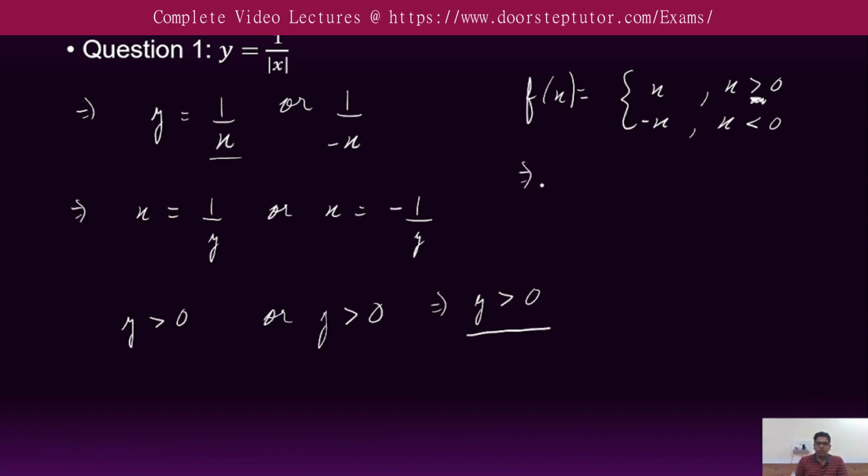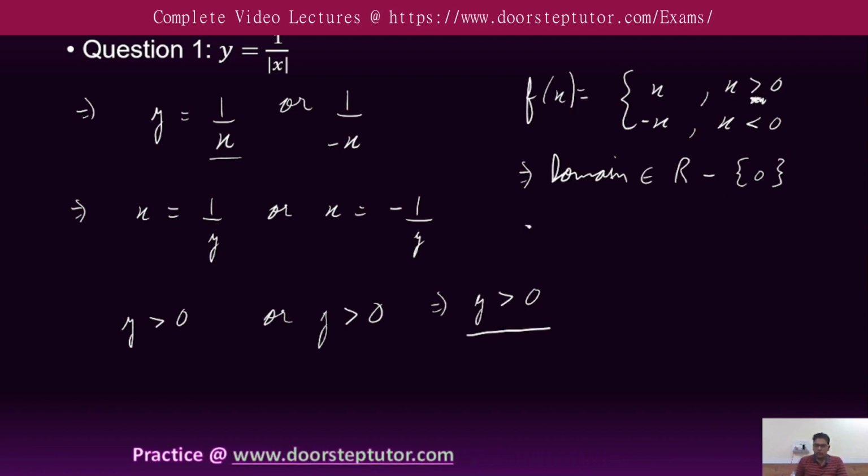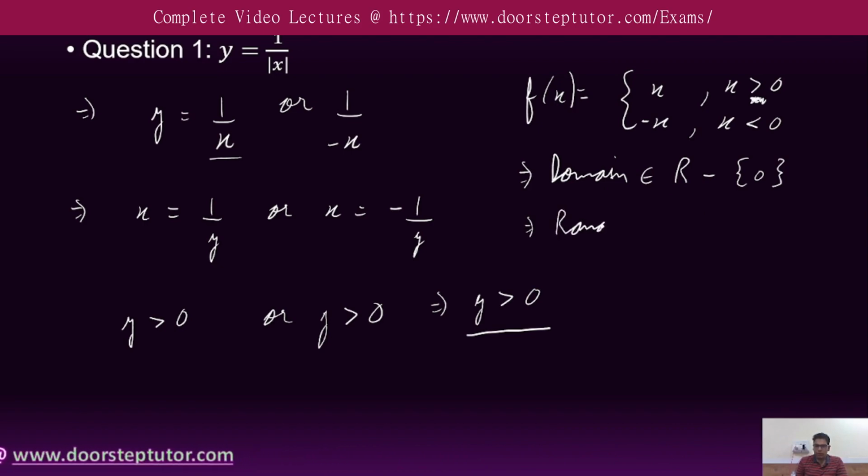So why did we do all of this? To find out the domain and range of the following. So domain would be the value of x. The value of x can be any real number except 0. The domain can be any real number but not 0. Now what will be the range? What can be the value of y? As we have written it, the value of y should always be greater than 0.